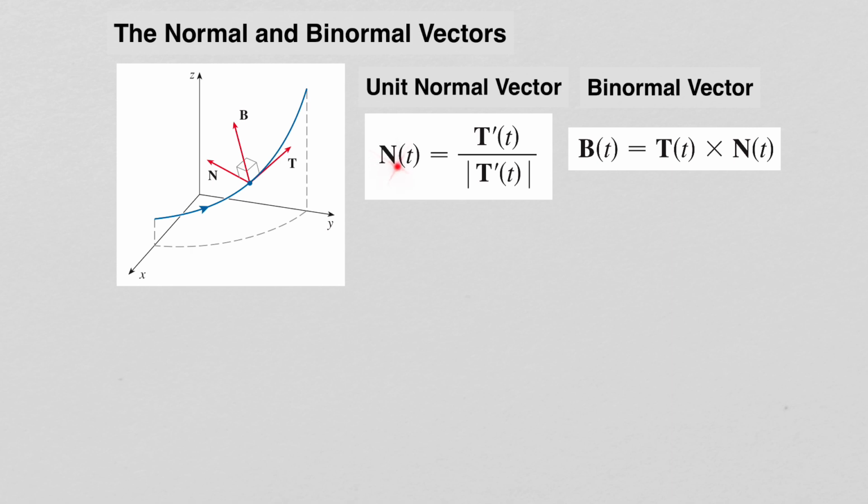So to get the normal vector, all we have to do is take the vector T prime, because we know that the derivative of the unit tangent vector is perpendicular to the tangent vector. So to get the unit normal vector, we just take that vector and normalize it by dividing it by its length. And then to get the binormal vector, it should make sense that it is the cross product of the tangent vector and the normal vector, because the binormal vector has to be perpendicular to both. Now it turns out that these two vectors are very useful in describing motion in space. And so let's go ahead and take a look at an example.